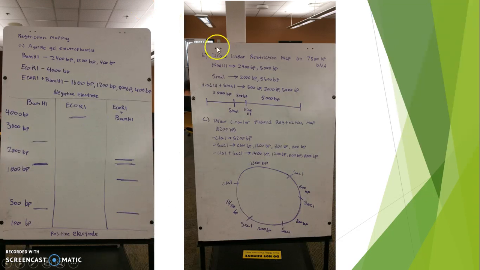So as it's shown right here, with HIND plus SMA, you're going to have fragments of 500, 2,000, and 5,000. Since SMA cuts at 2,000, you're going to have that one first, right? And then there's going to be a small fragment of 500, and from the very beginning, HIND is going to cut at the 2,500 base pair mark, so it's going to cut right here. So that's how you have 2,000, 500, and 5,000.